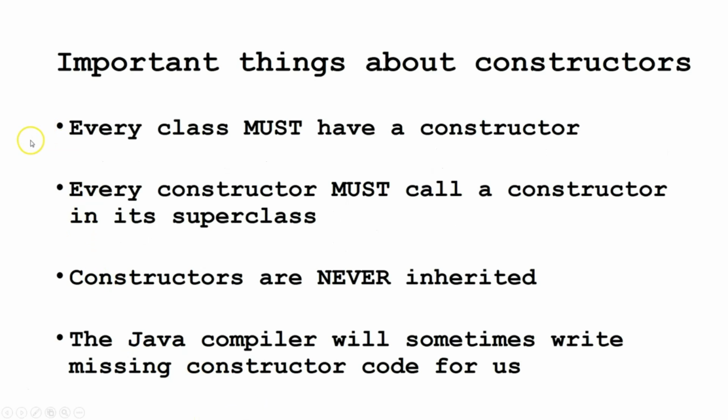4 important things to know about constructors for this lesson. 1. Every class must have a constructor. 2. Every constructor must call a constructor in its superclass. 3. Constructors are never inherited. And 4. The Java compiler will sometimes write missing constructor code for us. We're going to discuss more about when and how the Java compiler writes missing constructor code for us.